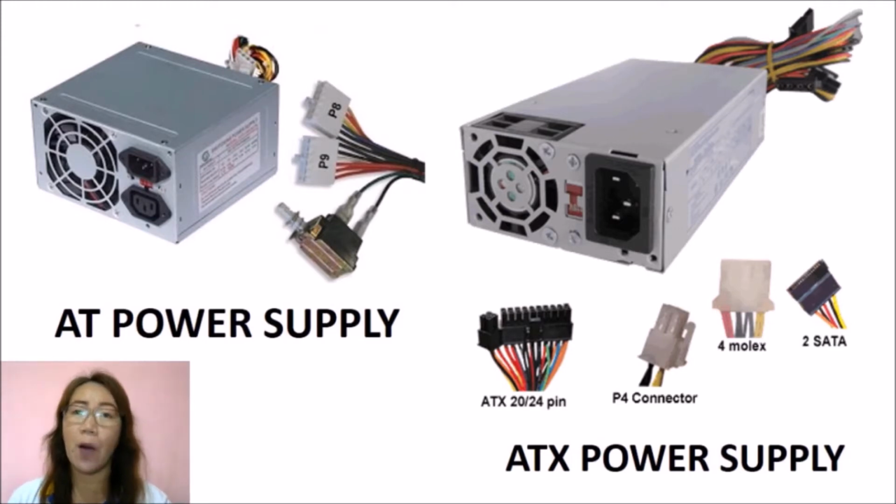Okay, going back to our topic, how are you going to distinguish if your power supply is an AT type or an ATX type? Again, AT has a P9 and P8 power connector. This is only available for the very old power supply. And for the newer PC, it always supports an ATX type of power supply, wherein you can see the ATX 20 or 24 pin power connectors. We have the P4 power connectors, the Molex power connector, and of course the SATA power connector. Those four different power connectors are not available in the AT type of power supply. Okay, let's proceed to the next one.